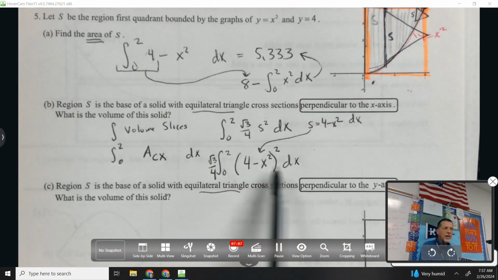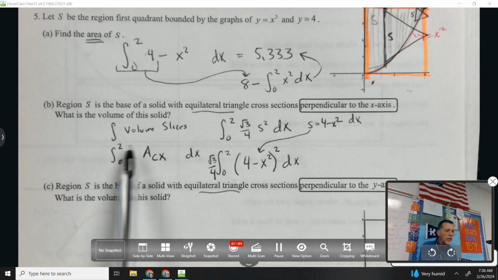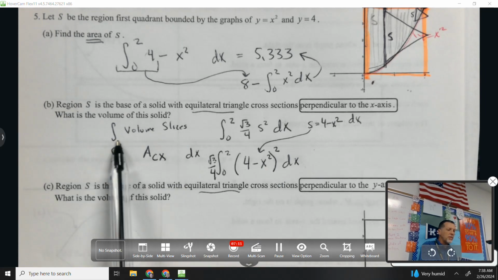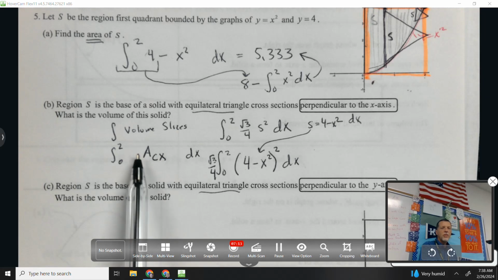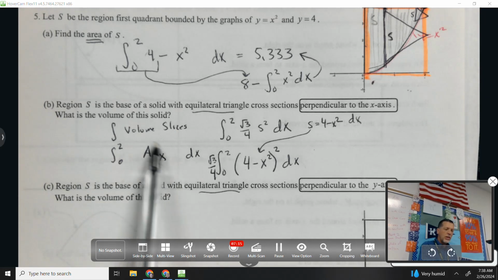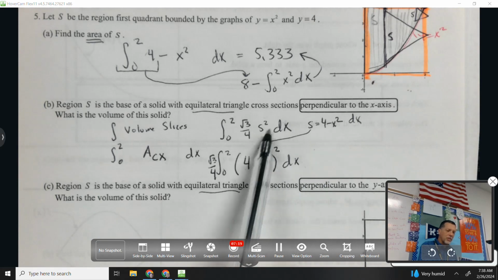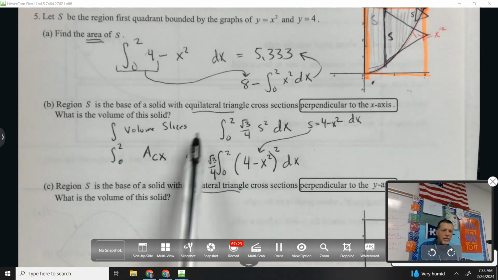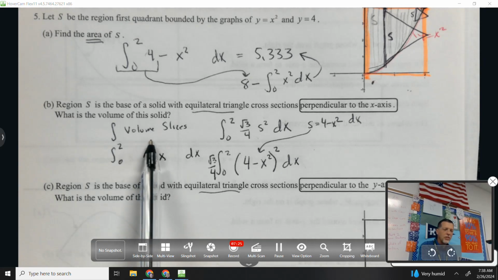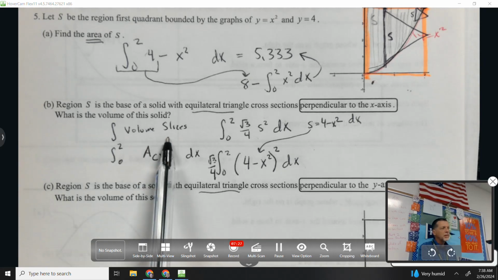So it looks like a complicated formula, but you back up and all you're doing each time is adding up volume slices. So area times thickness, you need a formula for area, and then you need an x expression to stick in there for s. Now it looks really complicated, but it came from something relatively straightforward. We're just adding up all the triangle slices.